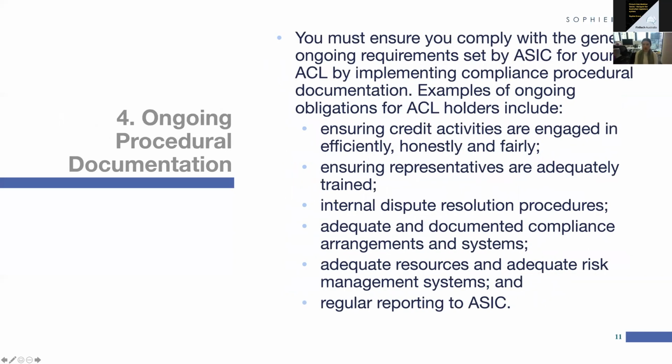So as an ACL holder, you must ensure that you comply with the general ongoing requirements set by ASIC for your ACL and implement compliance procedural documentation. Examples of ongoing obligations include ensuring that your credit activities are engaged in efficiently, honestly, and fairly, and that's prescribed by the legislation. Ensuring representatives are adequately trained, having dispute resolution procedures, having your documented compliance arrangements and systems, having in place adequate resources and risk management systems, and regular reporting to ASIC.